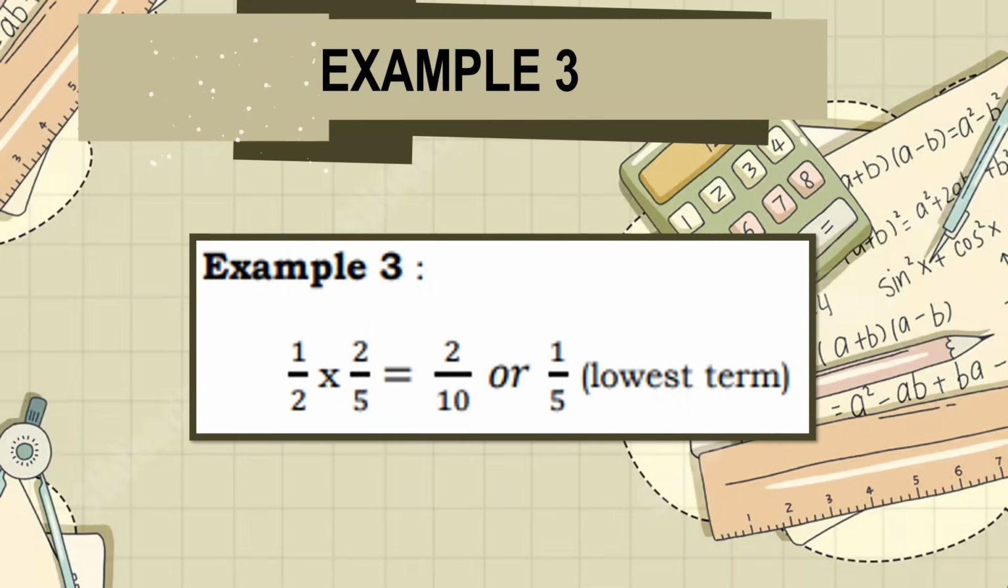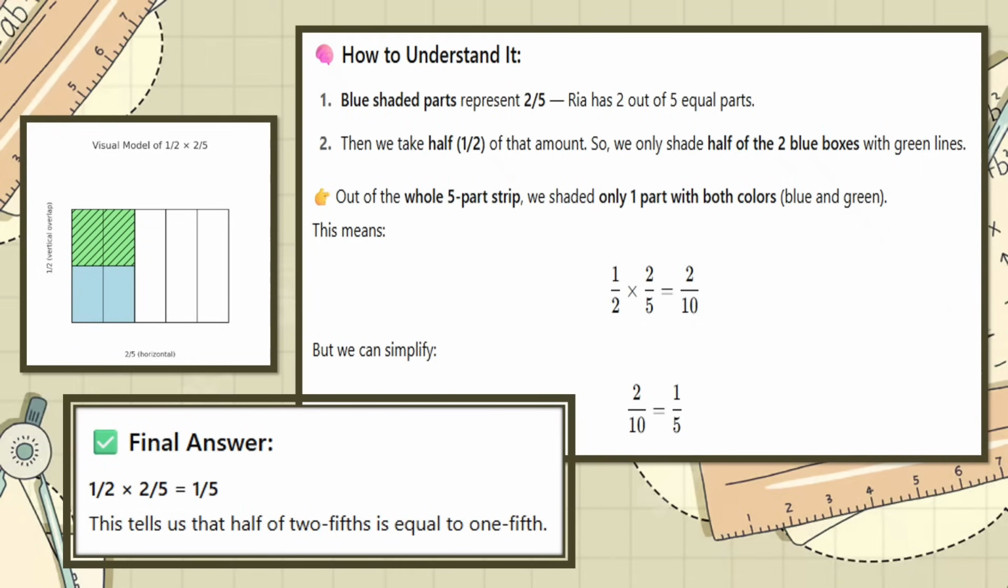So we have another example, example 3. So 1/2 times 2/5 is equals to 2 over 10 or 1/5 for its lowest term. So how do we get 1/5 or 2 over 10? So we have here the visual model of 1/2 times 2/5. So how to understand it?